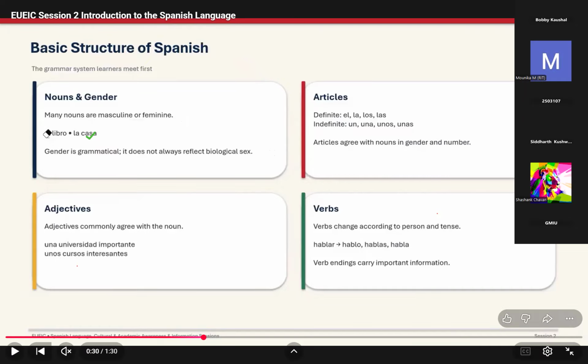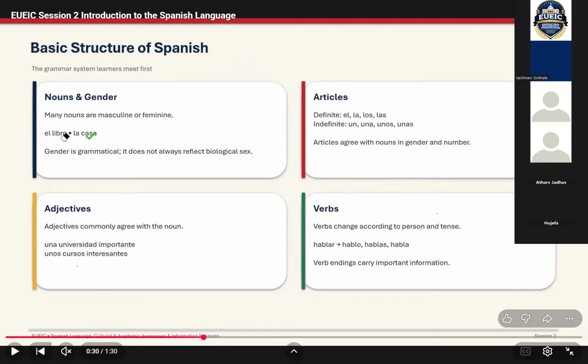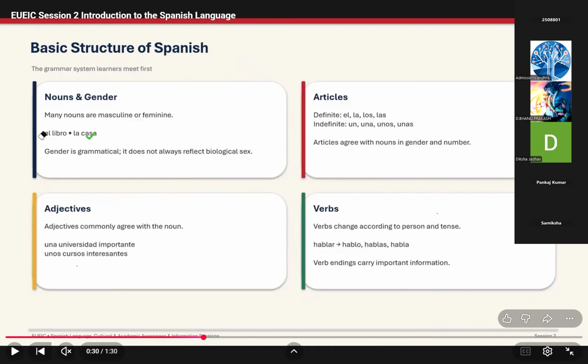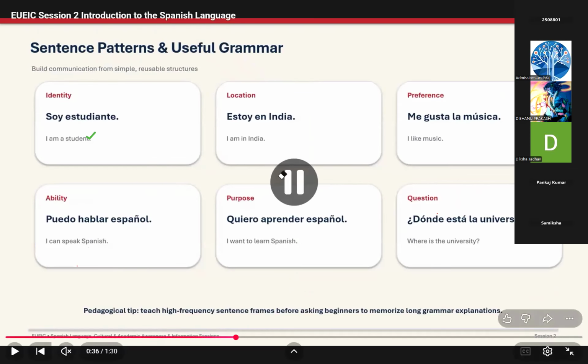Now here, if you say "el libro," el libro is the book. "La casa" is the house. So you have masculine and you have feminine. Then you have adjectives as well, articles as well, and verbs. Next, you have useful grammar, like I said. You have sentence patterns, you have useful grammar.